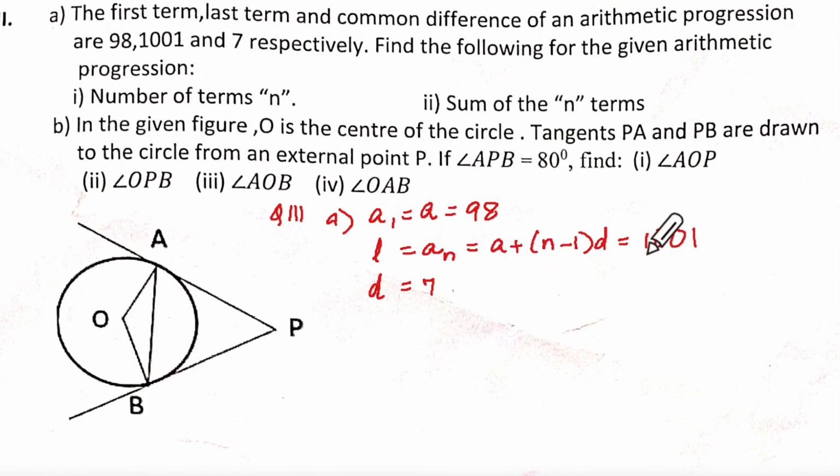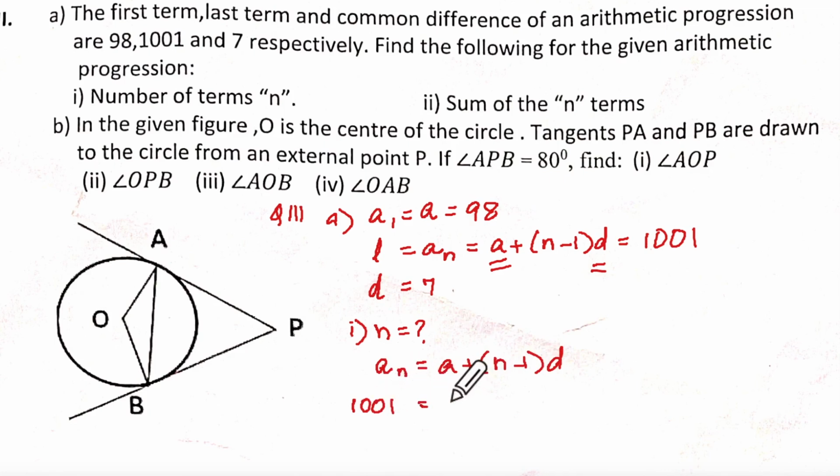So now can we substitute in this? A is known and D is known. Can we find N? They say number of terms. So the first part they say N equal to question mark. So we will say AN is A plus N minus 1 into D. So 1001. Come on, substitute and get this on your own.